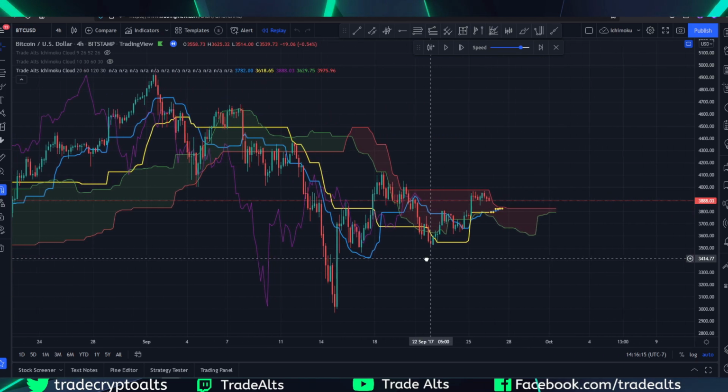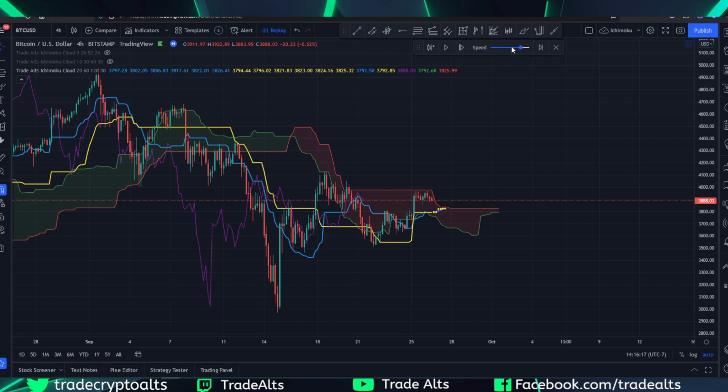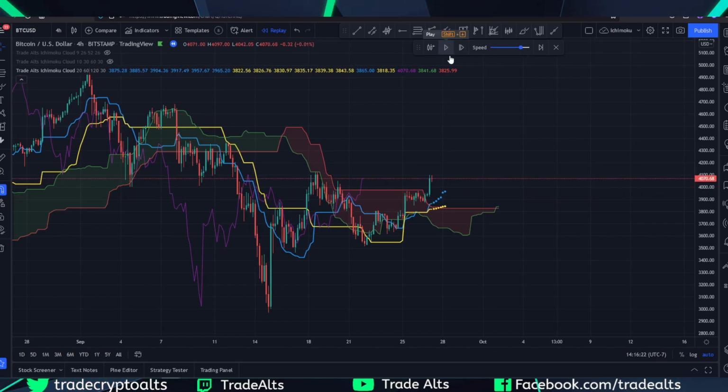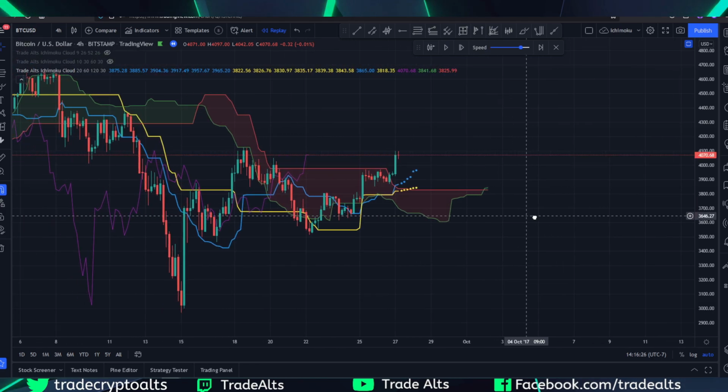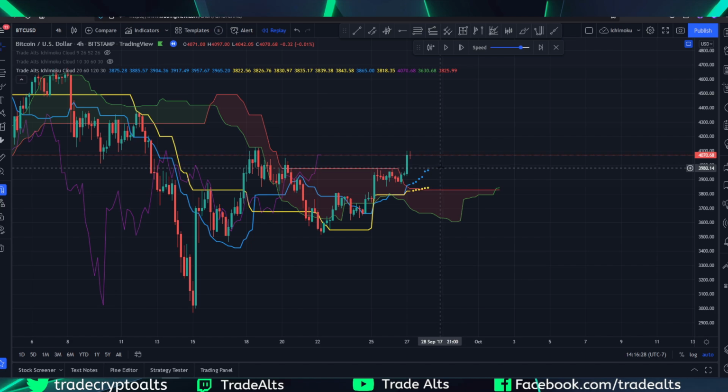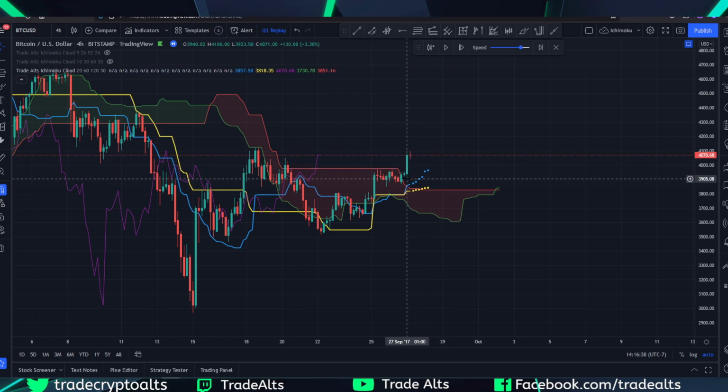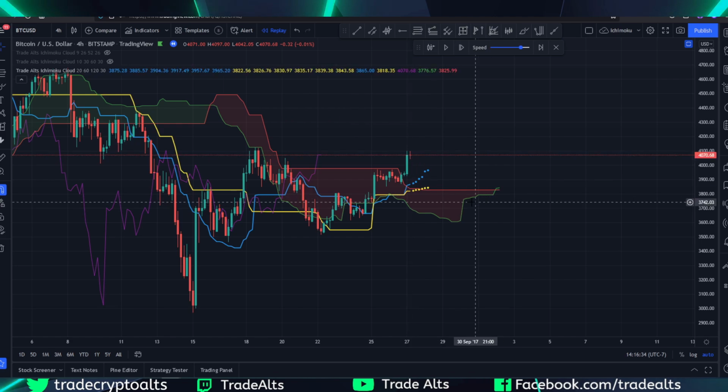So starting here, and this is going to go a bit fast. So there, you're already in. You are already in this trade. And it was on this candle. So it's basically right on this candle open.